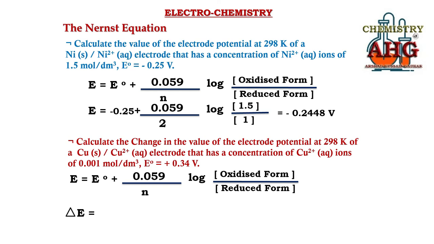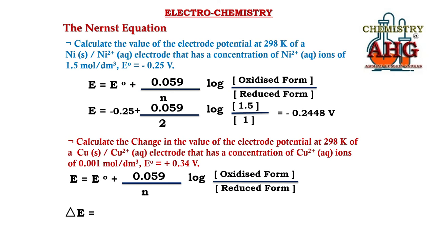You will ignore which part of the Nernst equation? You will not insert any value of E naught, because we do not need a new value of electrode potential. Rather, we want to see only the change. What change would take place in the half cell of copper? So which part of the Nernst equation represents the change? After E naught, the remaining part represents the change.